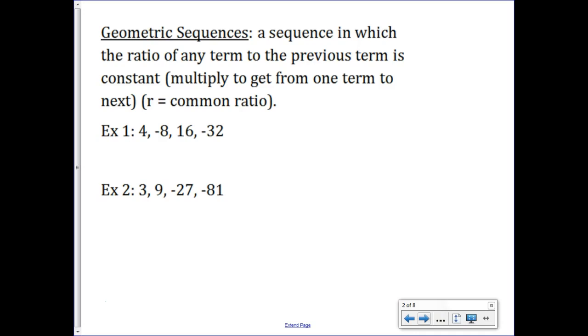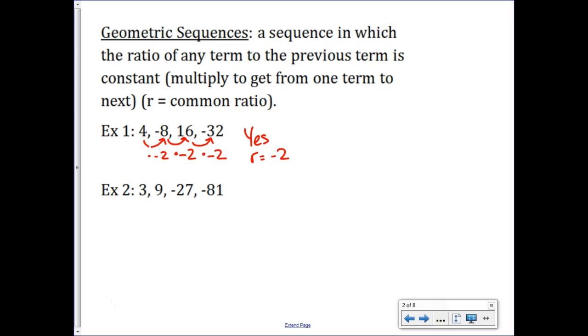Looking at these examples, we go from 4 to -8 to positive 16 to -32. We're definitely not adding the same thing every time because it's bouncing from positive to negative. But if you look, we're doubling and it's changing signs. We're multiplying by -2 each time. So yes, this is geometric, and our r value would be -2. That's what we multiply by.